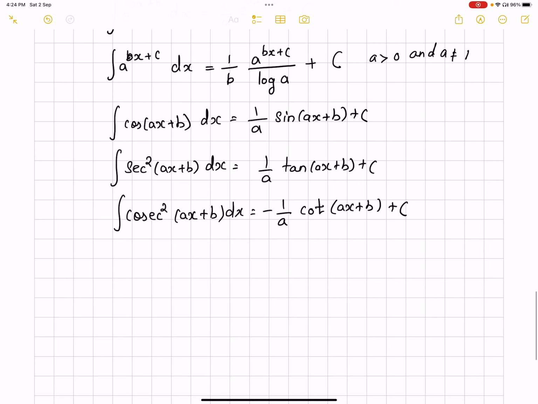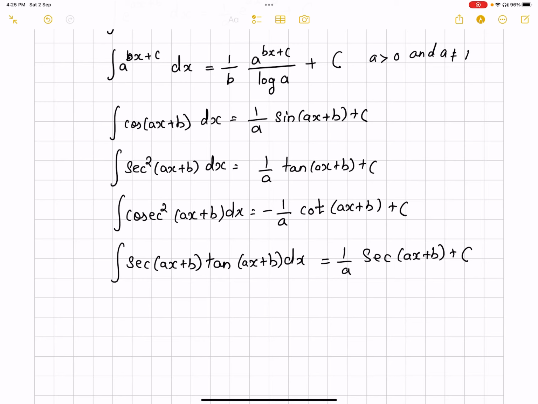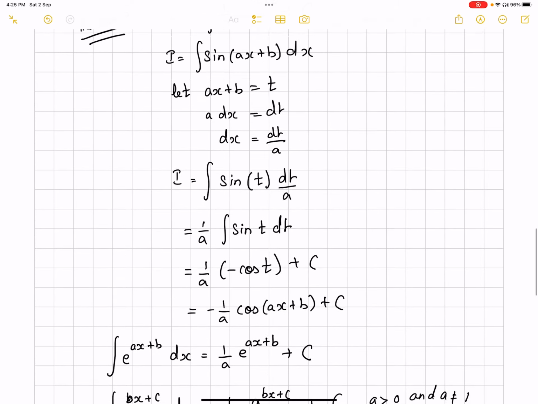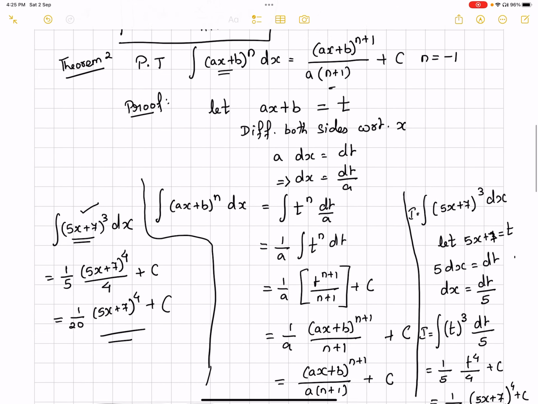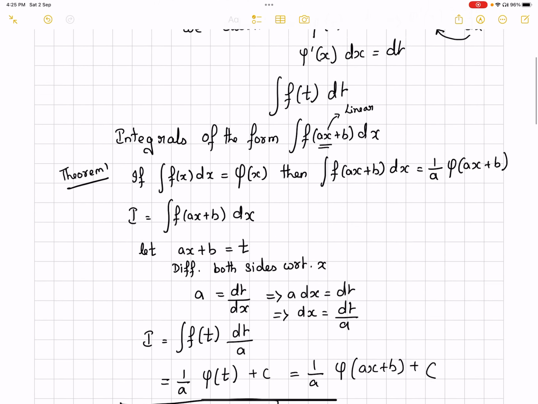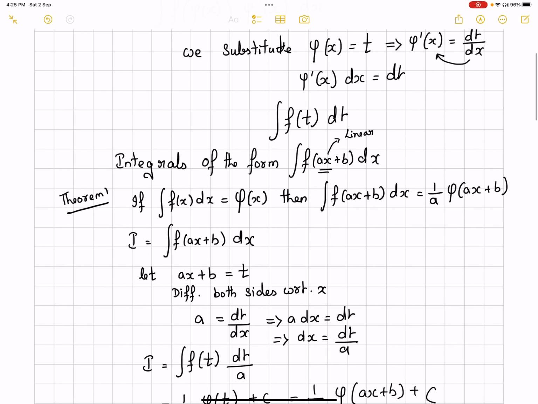I will give you one more formula, which is integral secant of ax plus b into tan of ax plus b dx. In that case, this is going to be equal to 1 by a secant of ax plus b plus c. Even the other one, which is cosecant, also works in the same way. So I think you would have understood this pattern by now. Based on this pattern, we would be doing problems in the next video.